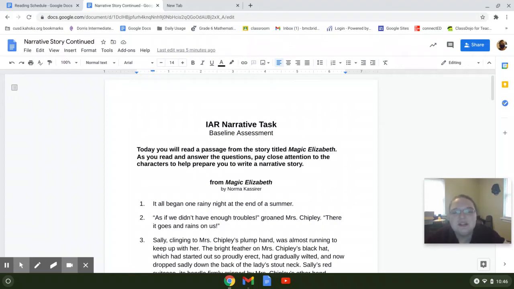Today, we are going to continue writing. So, yesterday, you should have started your rough draft of your continuation of the story Magic Elizabeth. You should also remember to be using your graphic organizer that you made on Friday, where you wrote out what the problem is going to be and what the solution is going to be. That way, you know where you're going with your story. You just have to add in all those fun details that make it so interesting to read.